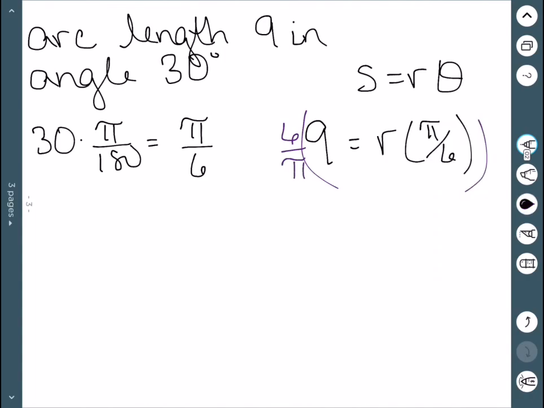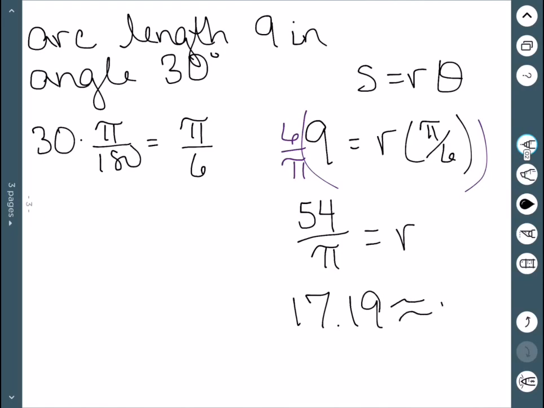On the left, we get 54 over pi, and on the right, we get r. And this is going to be the exact value of the radius. However, we can also reduce that and approximate with 1.79 is the approximate radius.